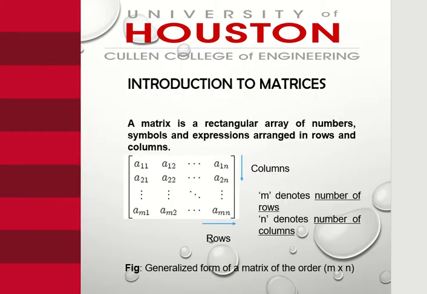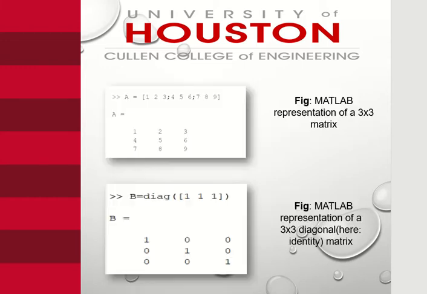Now, introduction to matrices. What is a matrix? A matrix is a rectangular array of numbers, symbols, and expressions arranged in rows and columns. So we have this matrix whose order is m by n. By this we mean that m denotes number of rows and n denotes number of columns. So this matrix is said to have m rows and n columns. This is the generalized form of a matrix.